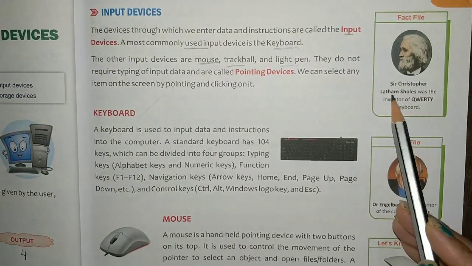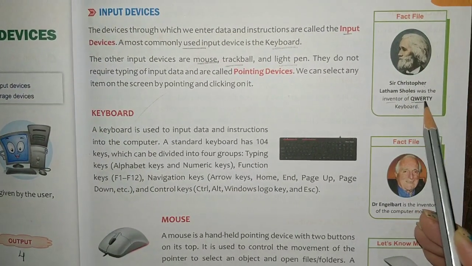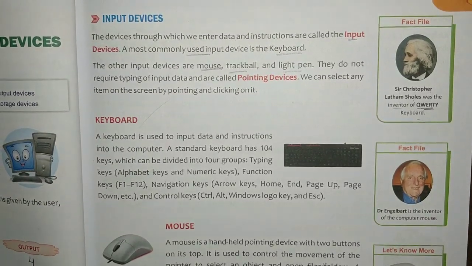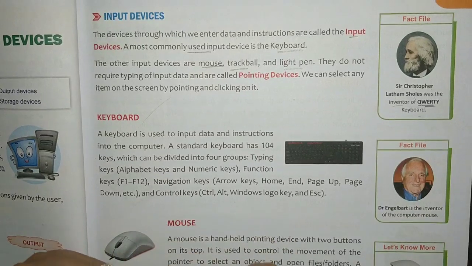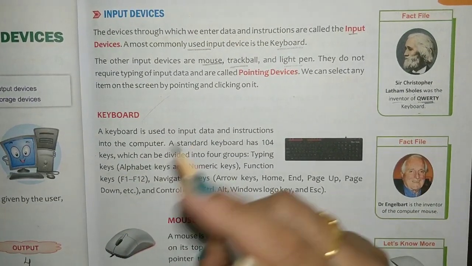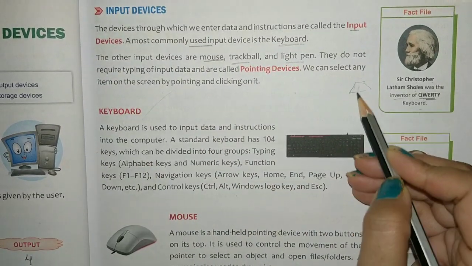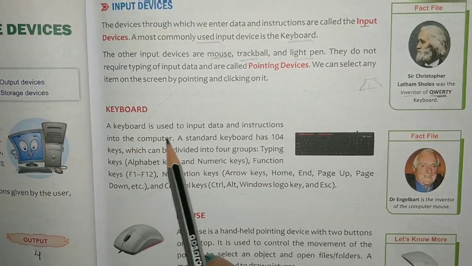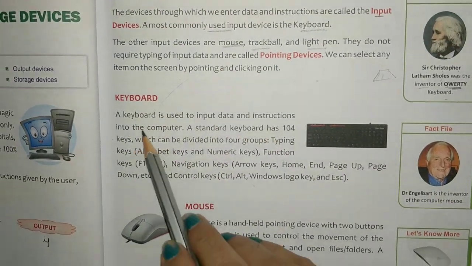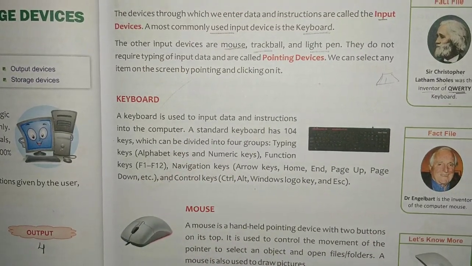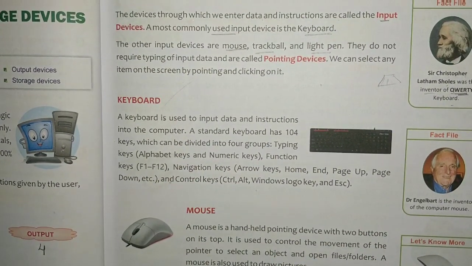Sir Christopher Latham Sholes was the first inventor of the QWERTY keyboard. You know what a QWERTY keyboard is? In your smartphones, the keyboard with which you type a WhatsApp message and all these things, is an example of a QWERTY keyboard. Now, keyboard. A keyboard is used to input data and instructions into the computer. You already know that with the help of the keyboard only we insert data and instructions.